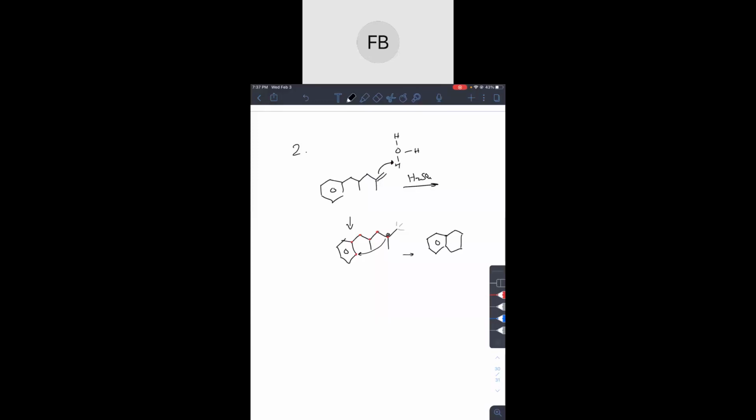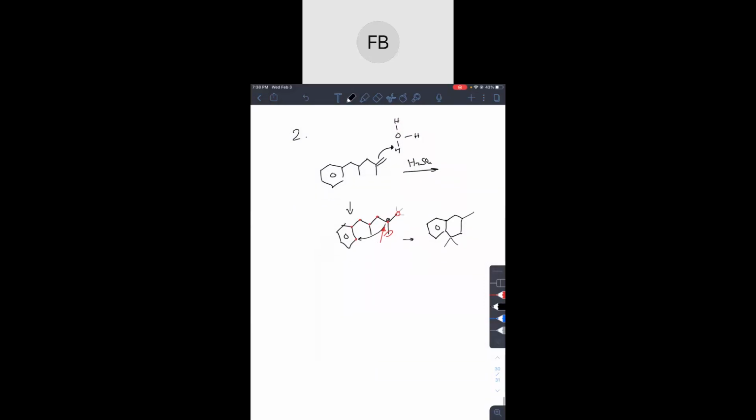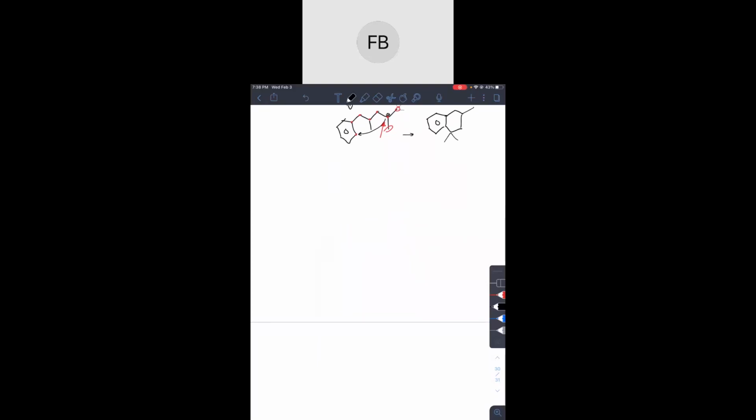So we have to make sure that our methyls are in the right place. This one that's attacking right here has 2 methyls coming off of it, this one and this one. So I'm going to show that by putting 2 methyls off of that. And then there's another methyl on this one. And that's your answer.